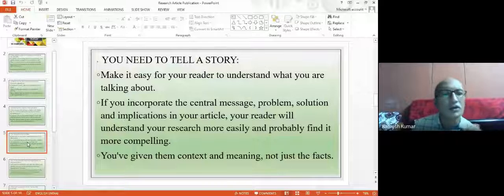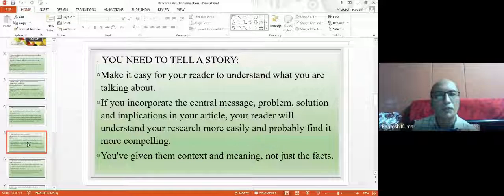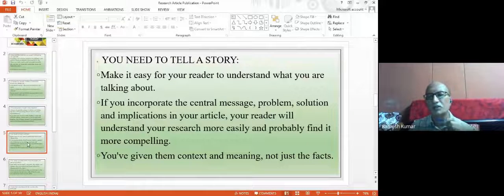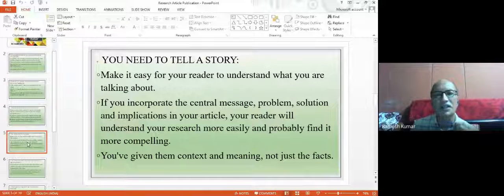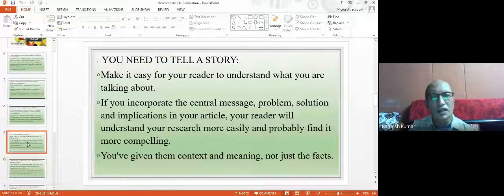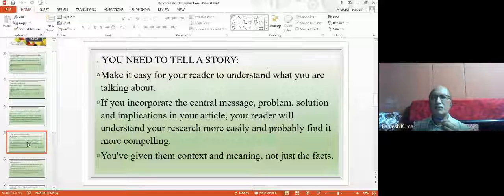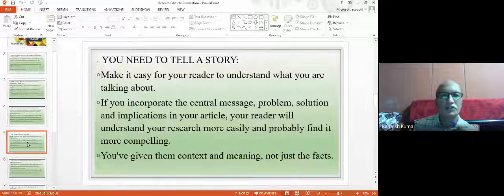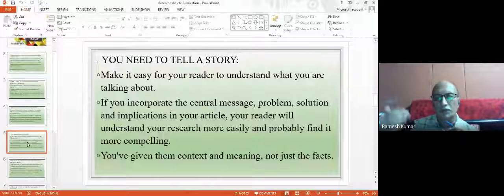So when you are writing your research article, if you want to publish in very big, high impact journals, this is what is needed. You need to tell them a story. The way you want to tell a story to a child, you need to be very clear about what you are talking to them. In terms of the central message, the problem, solution, and the implication, your articles need to talk about these in a proper way.